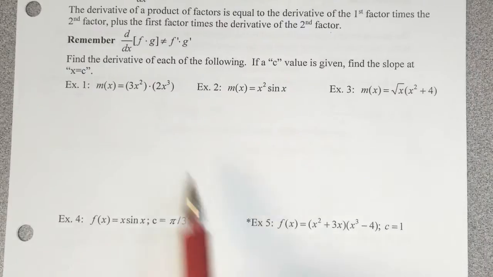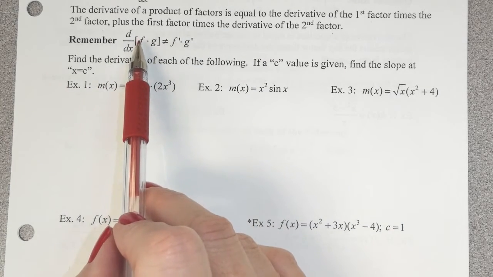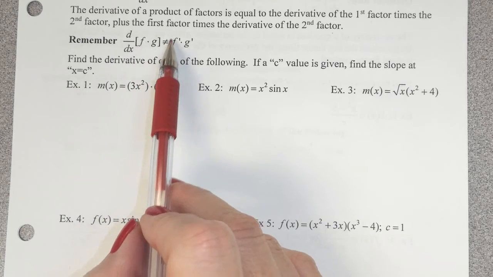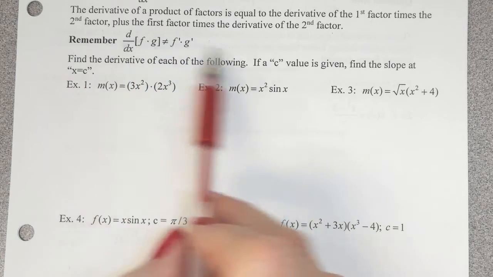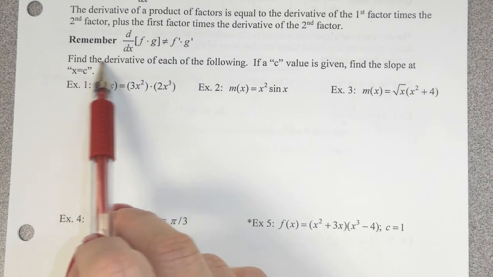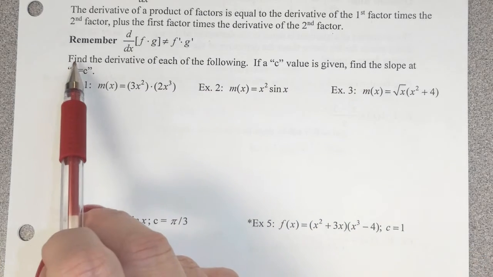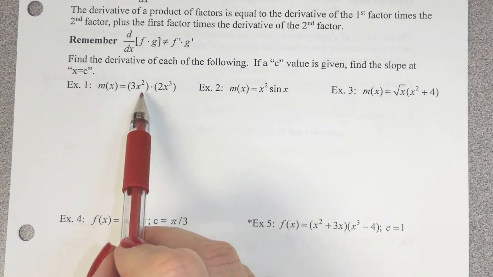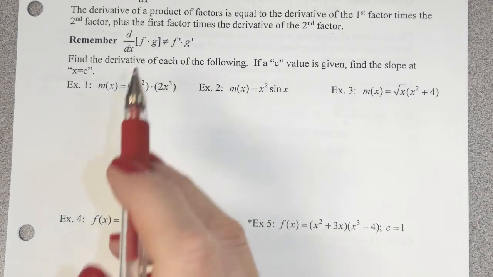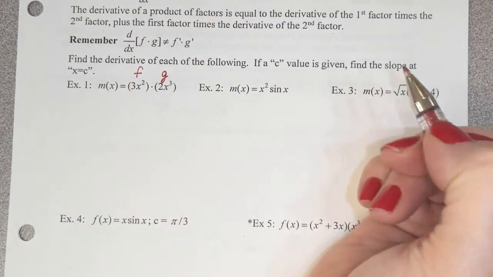All right, let's try it. And here's the big mistake. People think, oh, if I'm taking the derivative of f times g, it's just f prime times g prime. Wrong. That will not work. So it says, find the derivative of each of the following. If a c value is given, find the slope at that point. Here's our first problem. So this would be representing f. This would be representing g.